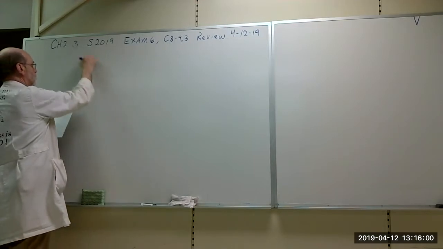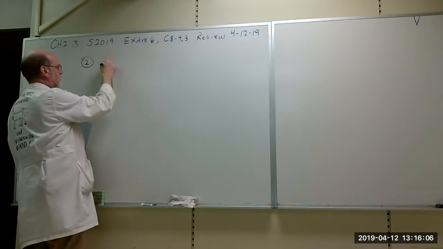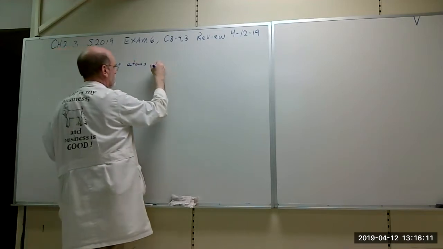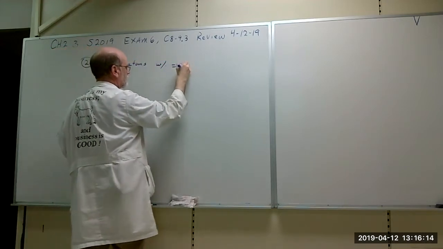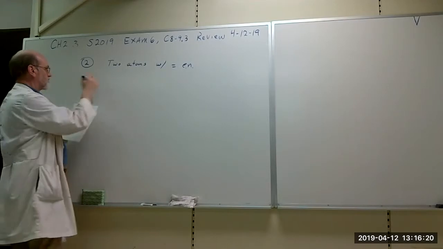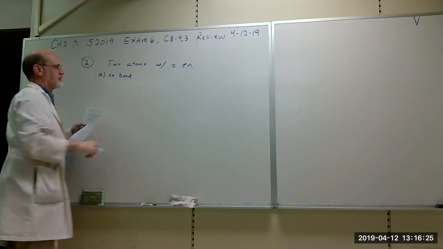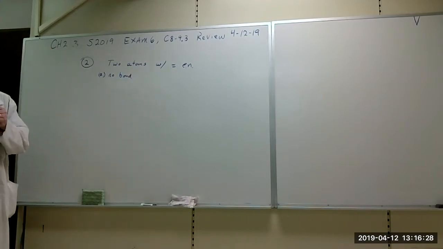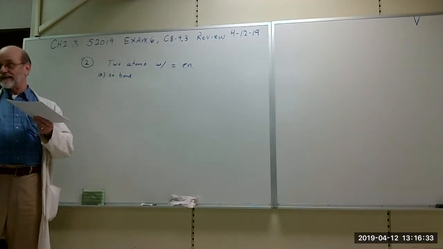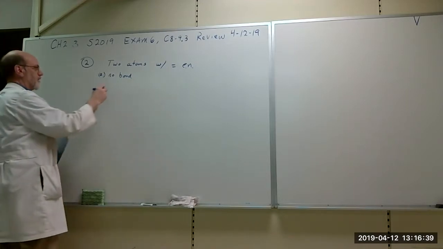Okay, 2. So if atoms have equal or nearly equal electronegativities, so if you have 2 atoms with equal electronegativities, EN, what should you expect? A, no bond? That's false. Because we do have molecules of 2 identical atoms. All the diatomics are that way: H2, N2, O2, F2. So that was false.